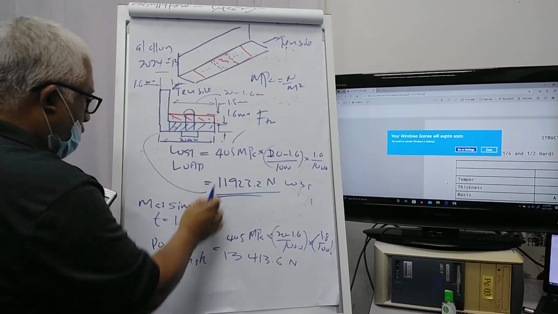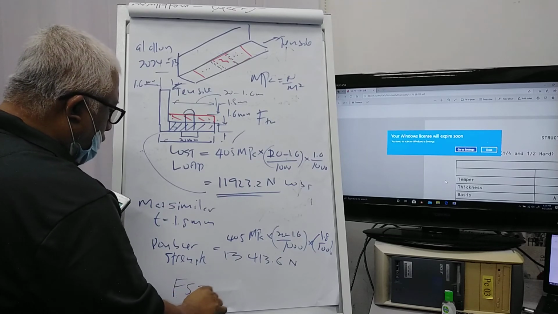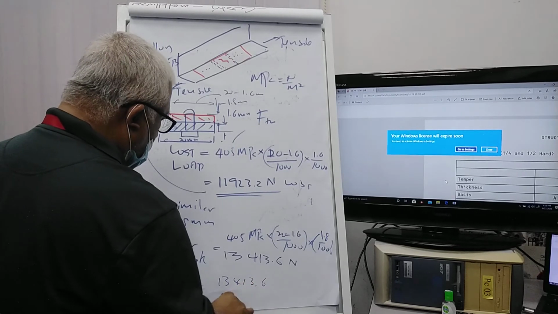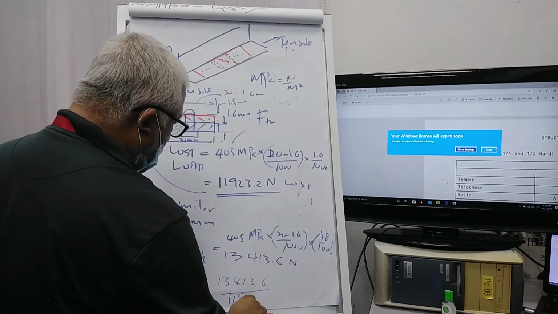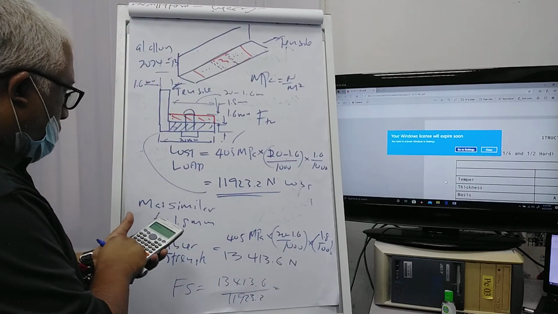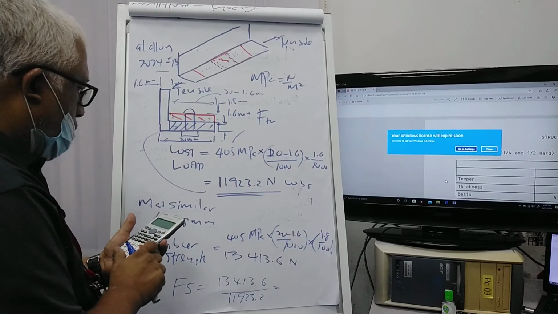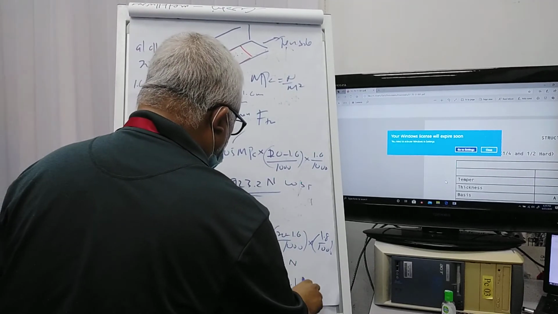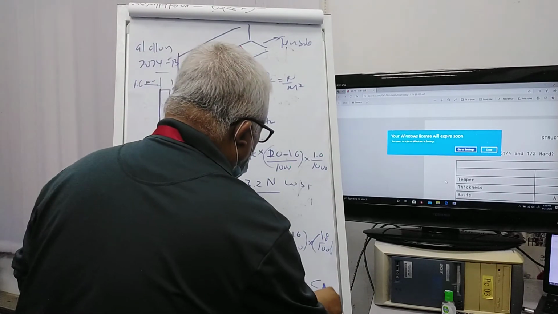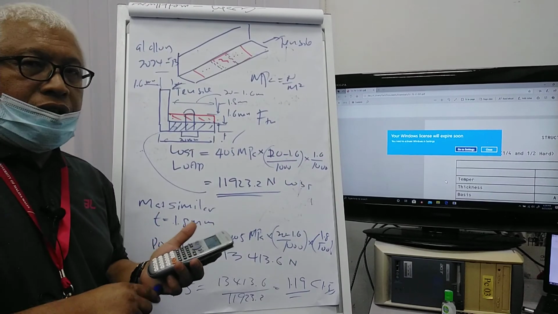We lost 11,000, so we still have margin, which means it's acceptable, but we have to check the factor of safety by dividing 13,413.6 over 11,923.2. You get 1.12 as a factor of safety. So it's still less than 1.5, which is required by the certification requirement.